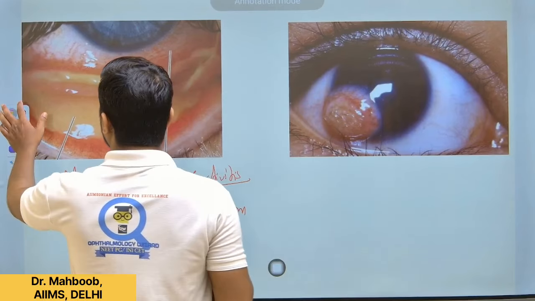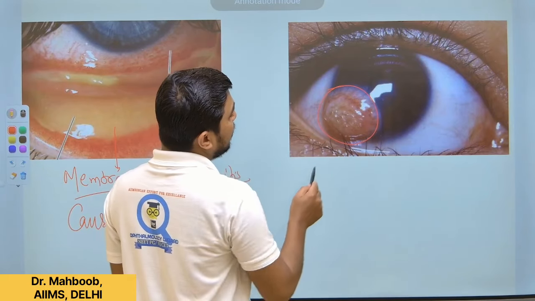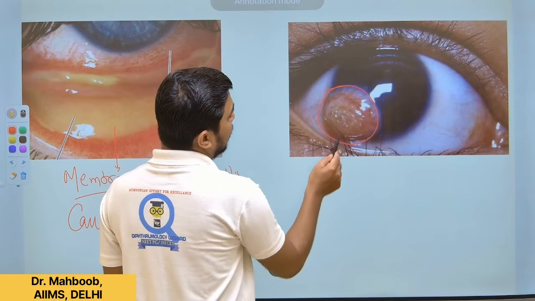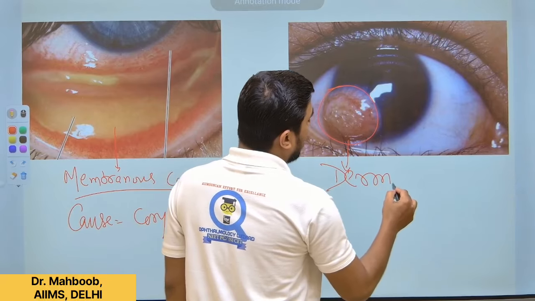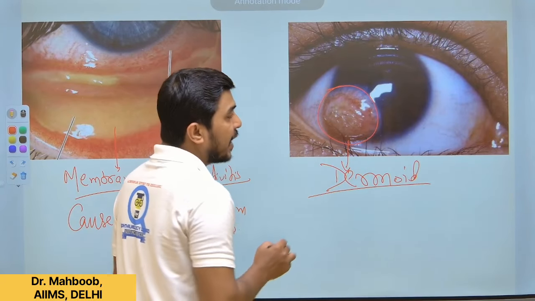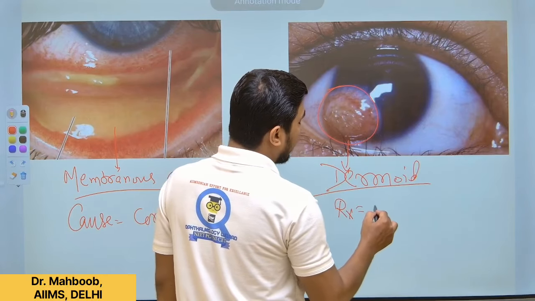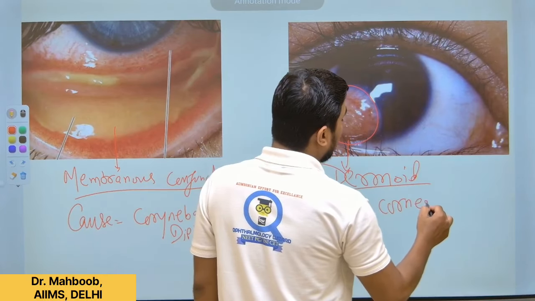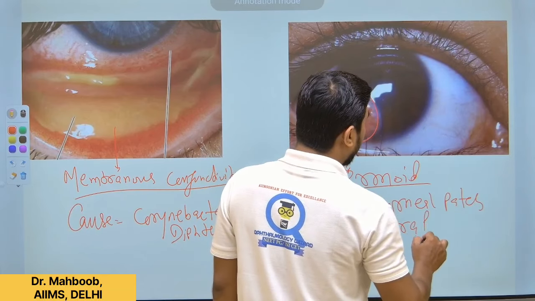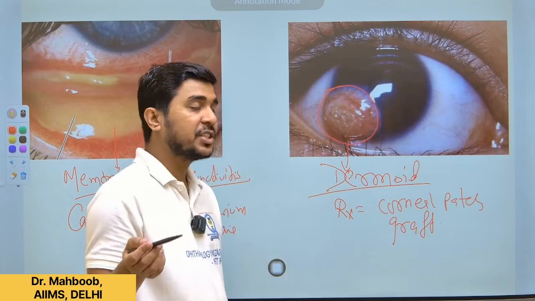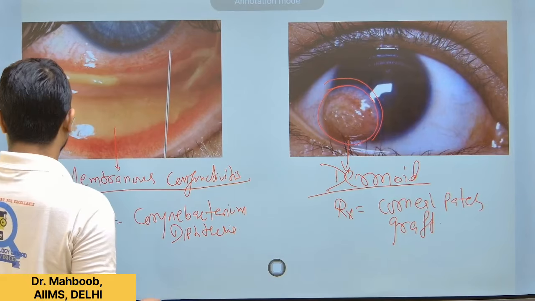Now, look at this image. You can see this is the lesion and the hair follicles also. So basically, this is a dermoid lesion. It's a congenital type of lesion, and the treatment is corneal patch grafting. Yes, it's a type of keratoplasty, but only this portion has to be excised and replaced.